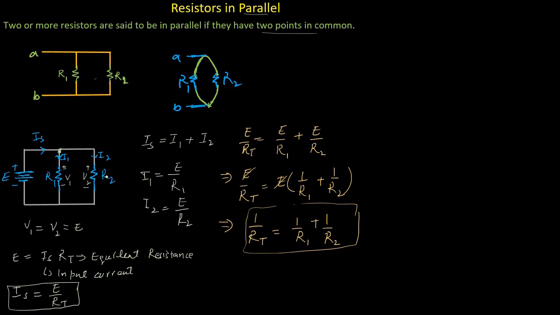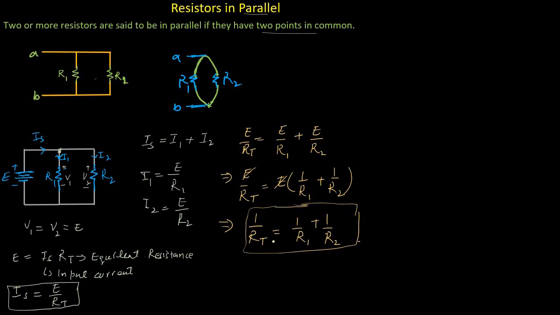Now if there are n number of resistors connected in parallel, then 1 over RT would be equal to 1 over R1 plus 1 over R2 plus 1 over R3 up to 1 over Rn. So if there are n number of resistors connected in parallel, the equivalent resistance of this parallel connection is given by 1 over R1 plus 1 over R2 plus 1 over R3 up to 1 over Rn.